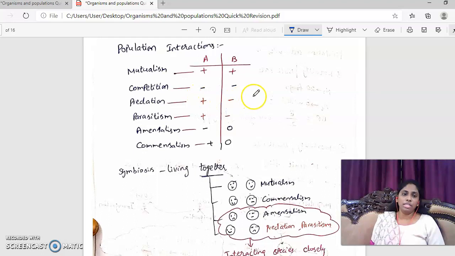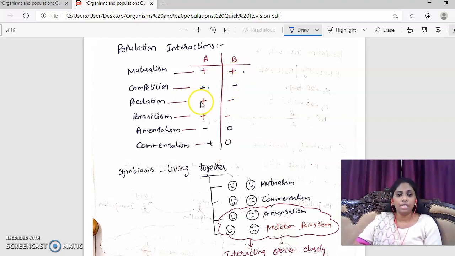The population interactions, let us see. We have 6 types of interactions. Mutualism, both the partners are benefited. Commensalism, competition, both are harmed. Predation, one is benefited, other is harmed. Parasitism, one is benefited, other is harmed. Amensalism, one is harmed, other has neither benefit nor harm. Commensalism, one partner is benefited while the other is neither benefited nor harmed.